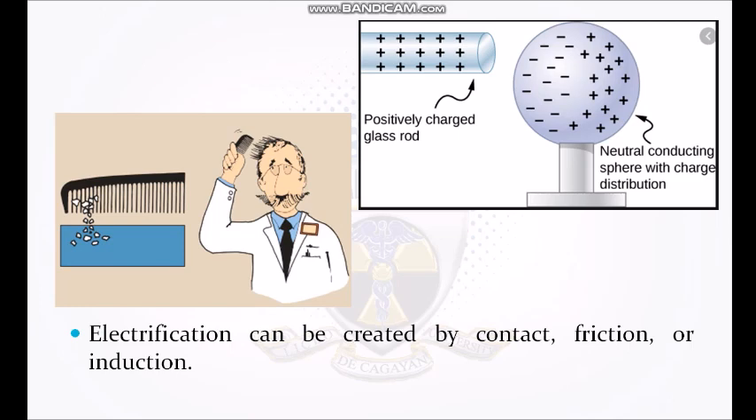Induction is simply creating charges, or inducing electrification, without the objects touching each other. For example, in this image the 2 objects are not touching each other, but the sphere has been electrified because of the positively charged glass rod. Later on we'll try to understand this better.